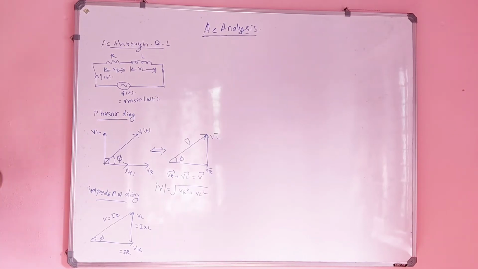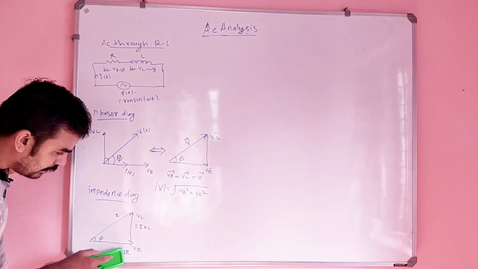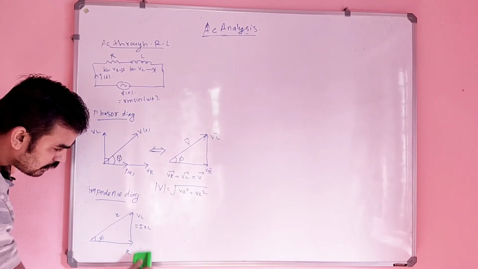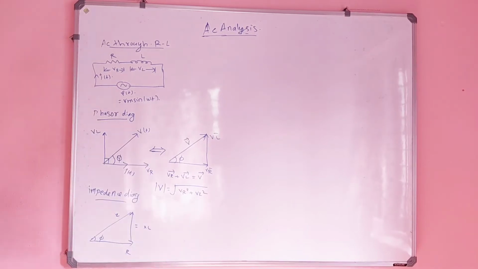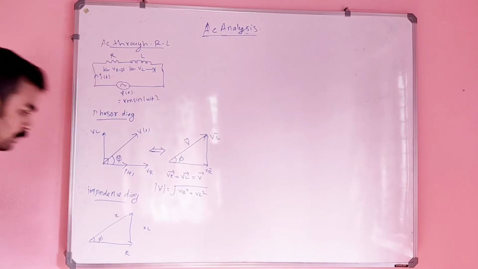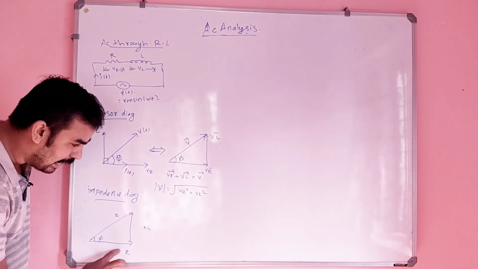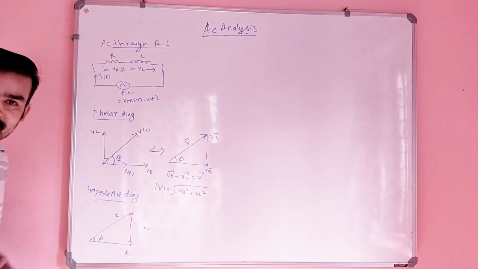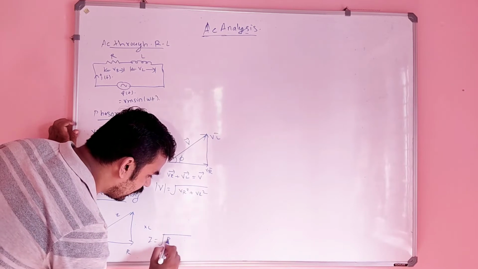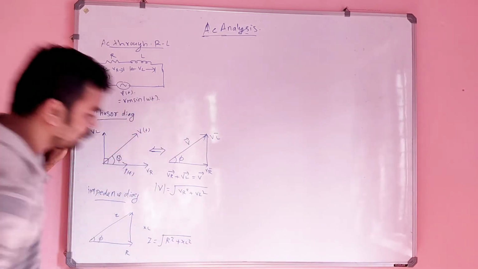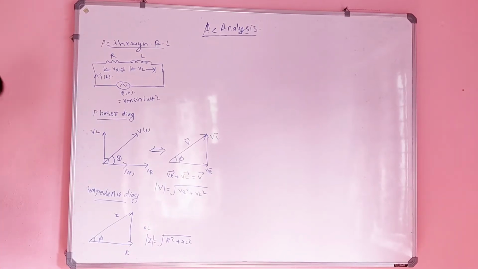So I can simply cancel the I, right? What is the remaining factor here? R, XL and Z. Or I can say that Z will be equal to the root of R square plus XL square. Is it correct? Mod Z will be equal to the root of R square plus XL square.